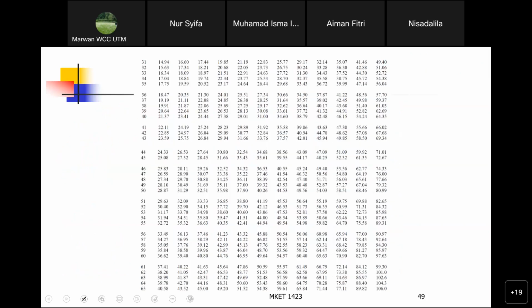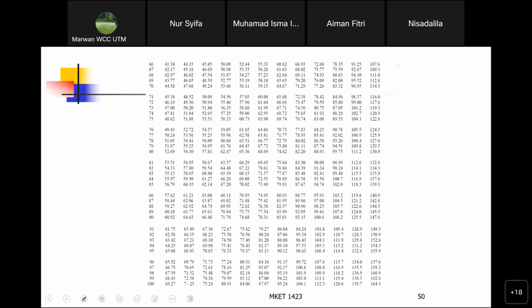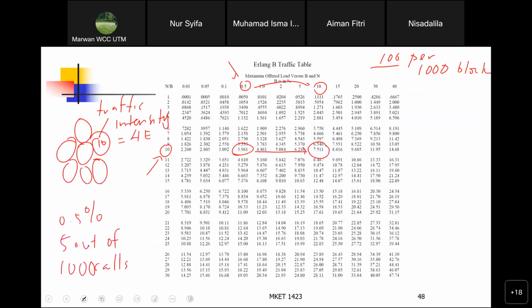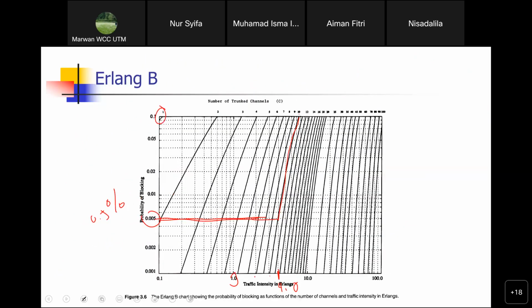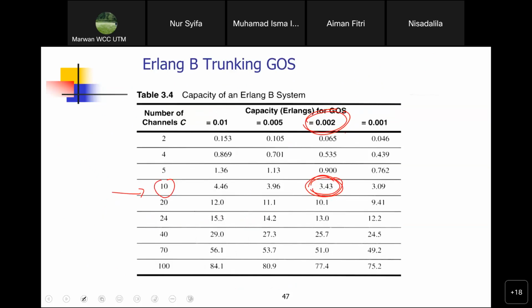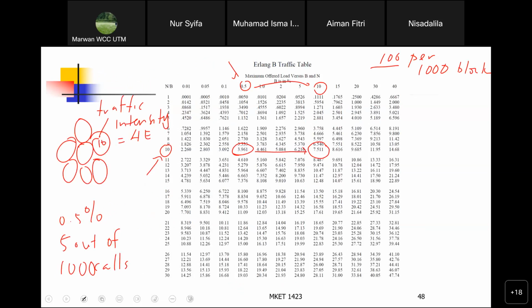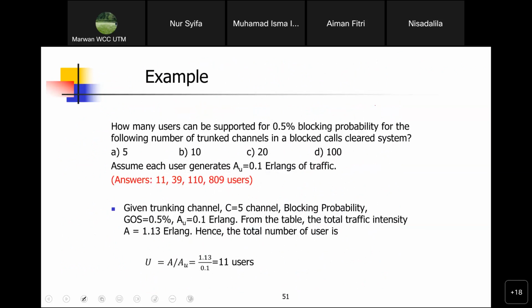So then you have a lot, from 1 until 100 channels. So this is the summary for 1 to 100 channels. The same information is here. It's just that when you use the graph, the number that you will see might not be as accurate as in the table. So in here, for example, we look at around 4. But if you look from the table, you get 3.961. Okay. So now let's look at the examples.